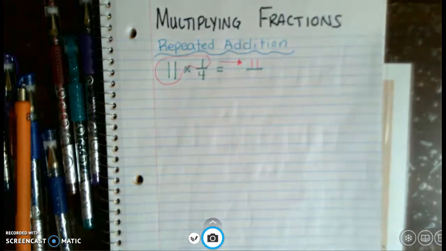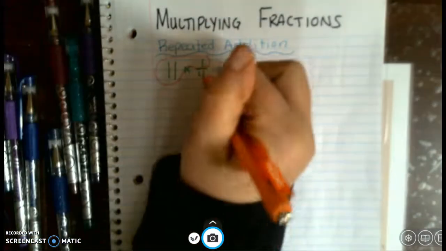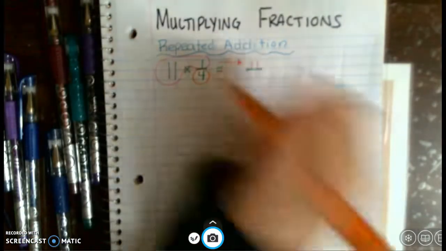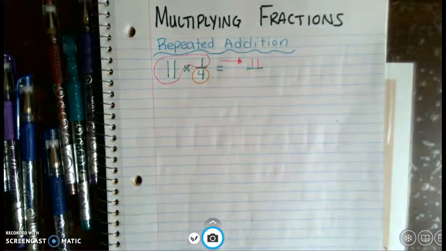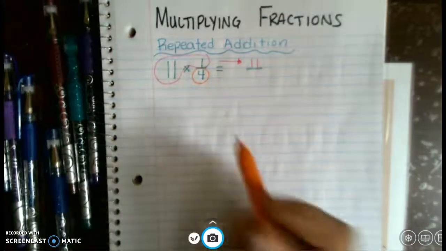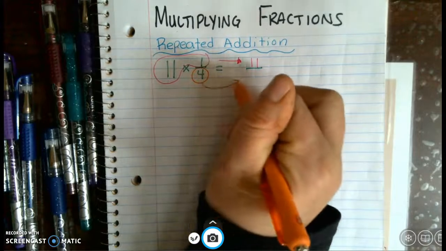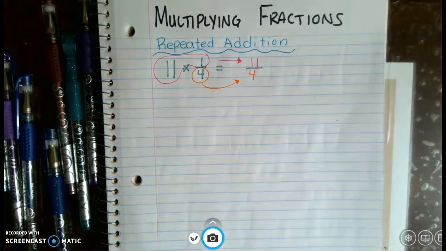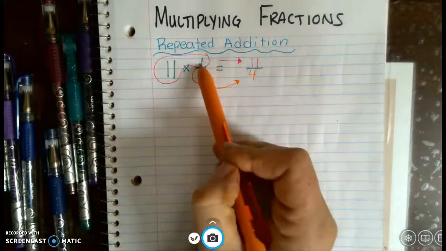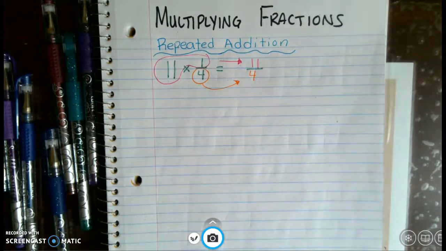And then remember, we always want to keep our denominator the same, right? Because the number of pieces that we cut our model into is not going to change. So for this fraction, it's always going to be 4. So I want to keep my denominator the same. Okay, so I multiply my numerator, denominator stays the same.